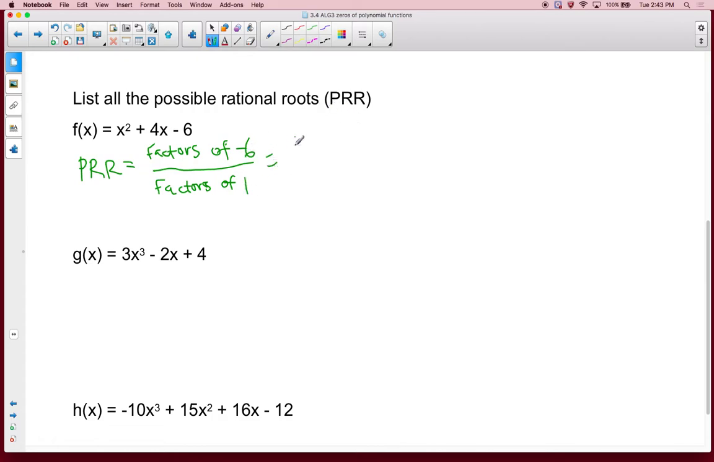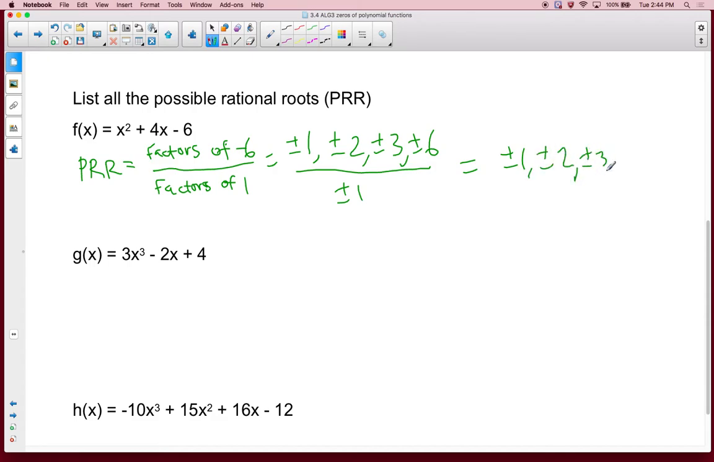So the factors of negative 6 are plus or minus 1, plus or minus 2, plus or minus 3, and plus or minus 6. Don't forget the plus or minus. Over the factors of 1, which are just plus or minus 1. So when we divide all of those, we just get plus or minus 1, 2, 3, and 6. So this is what it could be. Right now we're just listing the possible rational roots, and then in the next slide, we'll find all of the actual roots by using synthetic division.